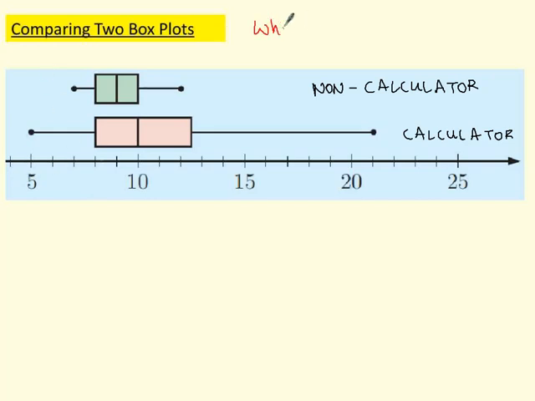So it should be labeled as box and whisker plots. And these are the whiskers. This is the box. And there's two different ones here drawn on top of each other.